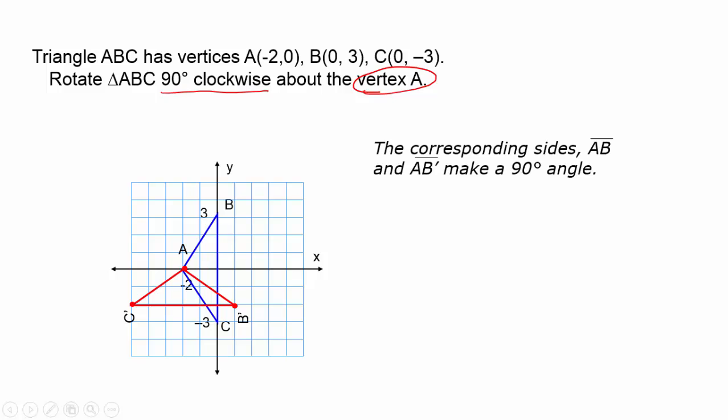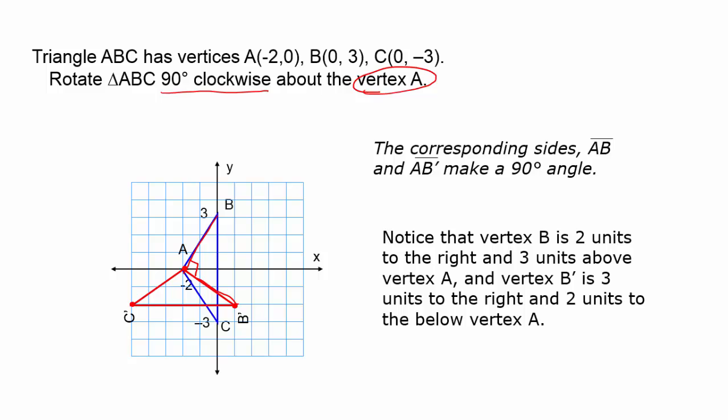So the corresponding sides, AB and A prime B prime, make that 90-degree angle, which is what we talked about. Here it is again, from here to here, we're making that 90-degree angle. Notice that the vertex B is 2 units to the right and 3 units above vertex A. Vertex B prime is 3 units to the right and 2 units below vertex A. Try to remember that when you're making your rotations around any point.